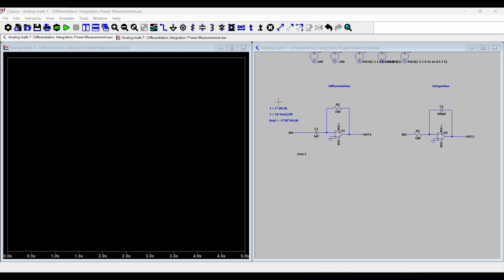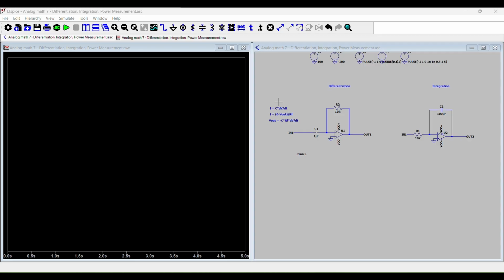Hi everyone, this is another part of the analog math series, and here I'm experimenting with differentiation and integration using analog circuitry. So first of all, what is differentiation and integration? Well, differentiation is essentially finding the rate of change of a variable with respect to another variable. And the circuits I'm going to demonstrate today only show the differentiation with respect to time, and also integration with respect to time. Integration is finding the area under the curve.